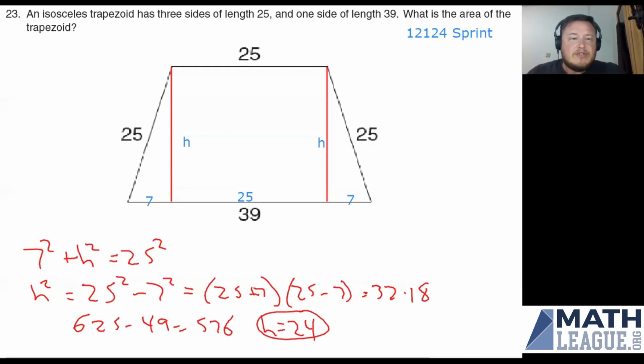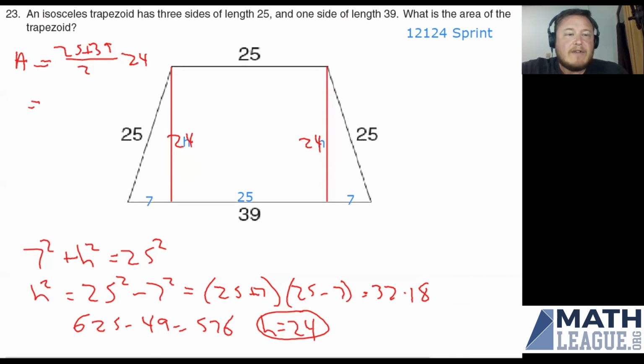Now once we know that h is 24, let me write that up here. From here, the area of the trapezoid is pretty straightforward. If you know the formula for the area of a trapezoid, you can plug that in straight away. The area is going to equal the average of the two bases, 25 plus 39 over 2, times the height of 24. We can finish that out: the average of 25 and 39 is 32, and we multiply that times the height of 24.